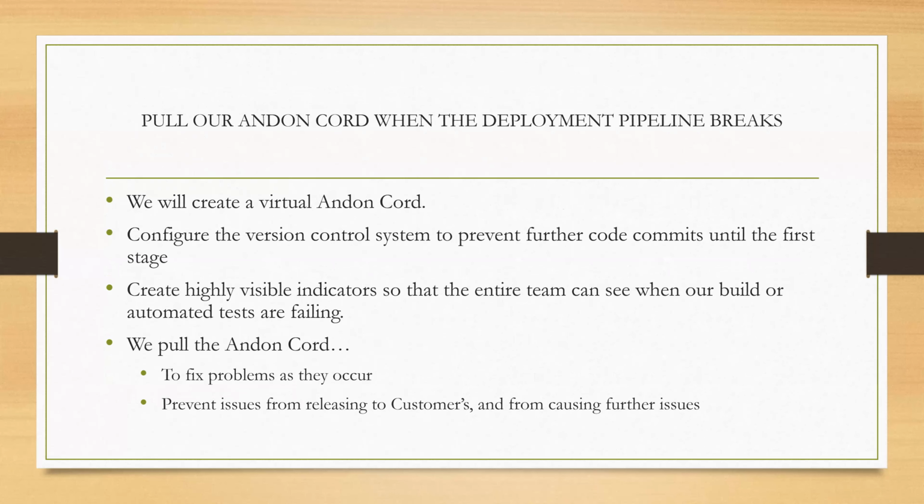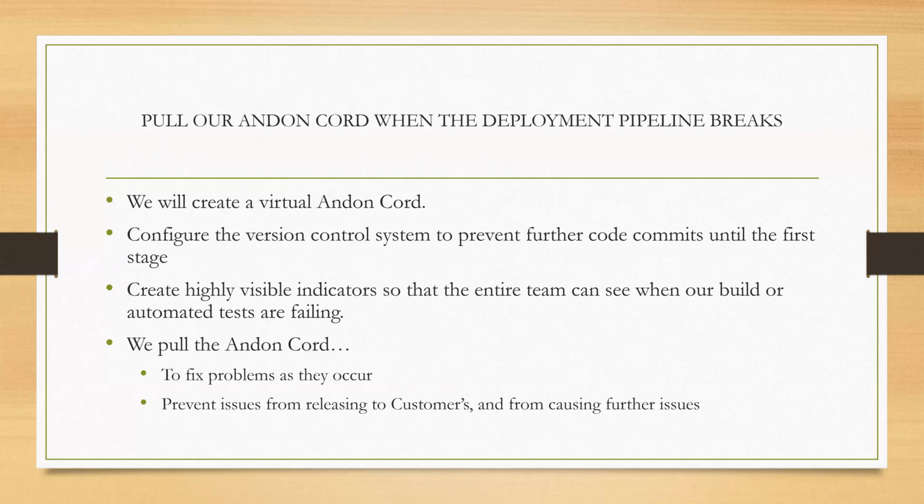And then when we run into any issues, we need to pull our andon cord with the deployment. When the deployment pipeline breaks, we're going to create a virtual andon cord. We're going to create some system where we can quickly communicate to everyone, hey, something broke, so that everyone who's involved gets an alert there. Configuring the version control to prevent further code commits until the first stage is fixed. And we want to create visible indicators so that the entire team can see when the build or the automation testing fails. I know at one company we actually had a police light and siren that would go off when we were hitting a major issue. And so that's basically our andon cord.